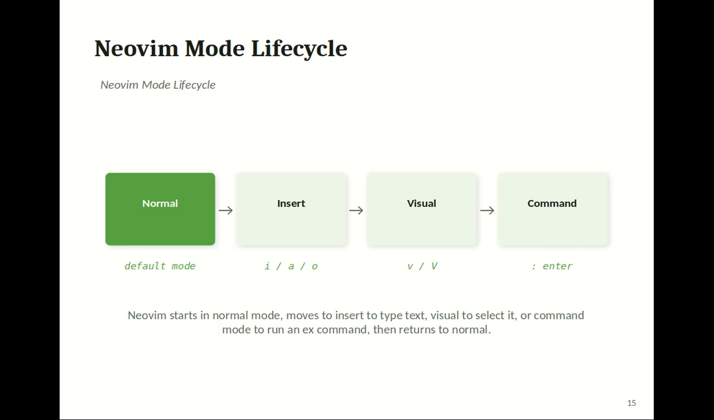Neovim mode lifecycle. Default mode: normal. i, a, o: insert, append, next line. v: visual. Colon: enter command. Neovim starts in normal mode, moves to insert to type text, visual to select it, or command mode to run an ex command, then returns to normal.